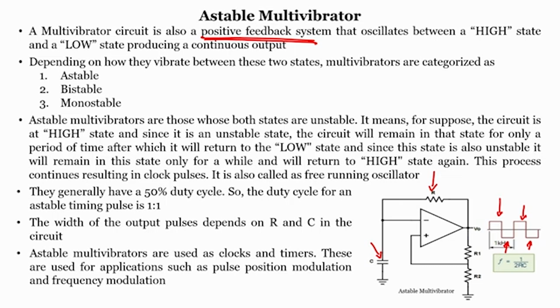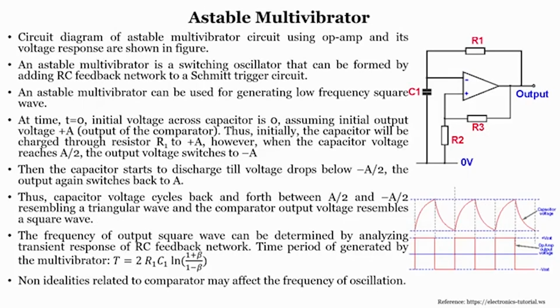Astable multivibrators are used as clocks and timers because they continuously generate an output signal with a 50% duty cycle. They can be used as a timer, they can be used as a clock, and thus these astable multivibrators are used for applications such as pulse position modulation, PPM, and frequency modulation. These are the applications of the astable multivibrator. If you see here, this is the circuit for the astable multivibrator. This is the capacitor voltage and this is the output voltage.